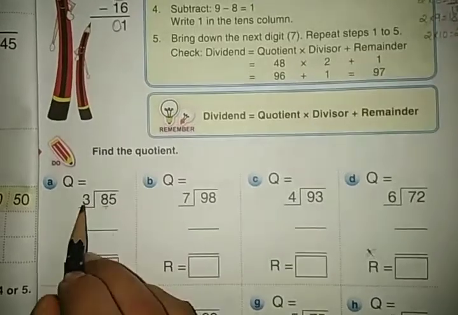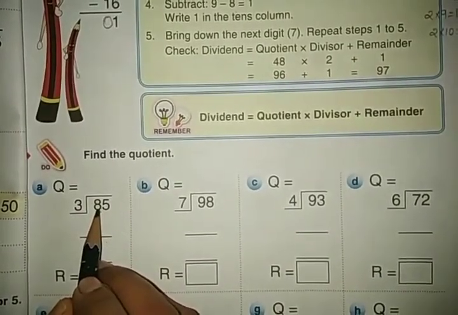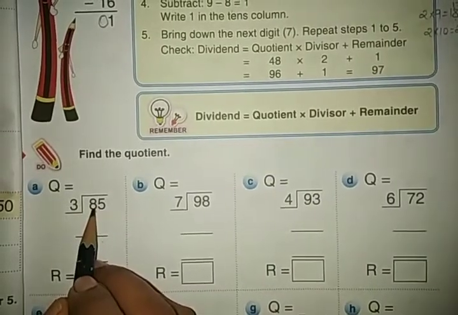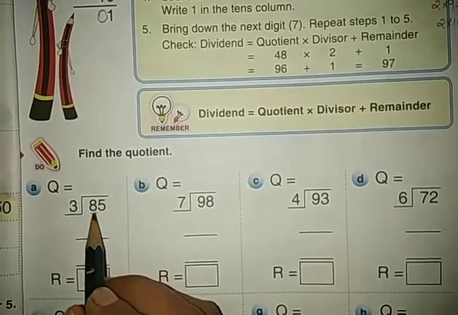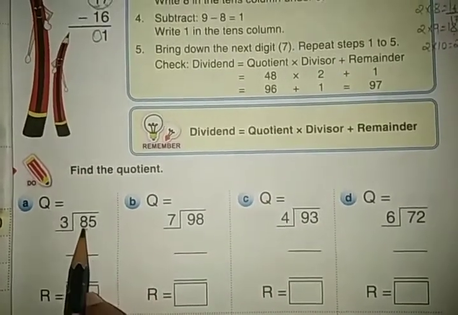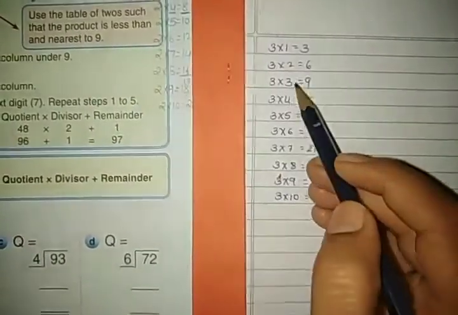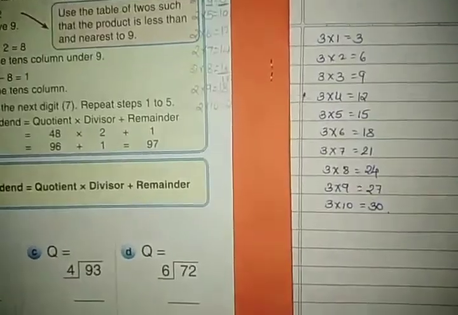Yes, in the 3 table, 8 is not there. So what number should we take? We have to write down the 3 table and take the number which is nearest and smallest to this 8. Okay, now see here: 3 ones are 3, 3 twos are 6, 3 threes are 9. 9 is bigger than 8.